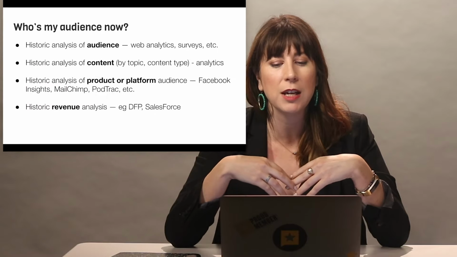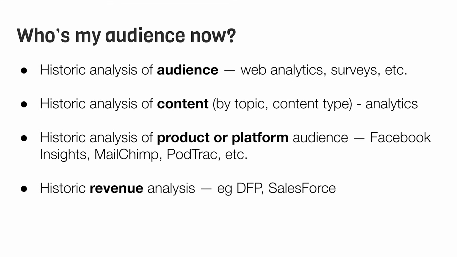That could mean looking at a historical analysis of maybe your website audience in terms of the people who visit. Where do they come from? How many of them are there over time, etc. You could do a historic analysis of content, actual stories, actual topics that people engage with. You might want to do a historic analysis of a product or platform. That's where we get into more newsletters or Facebook or Twitter or the places that we engage with people that aren't necessarily directly on our website.